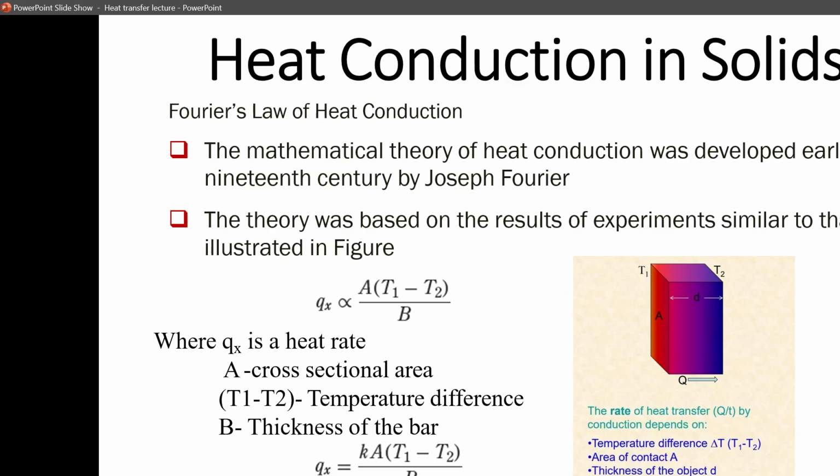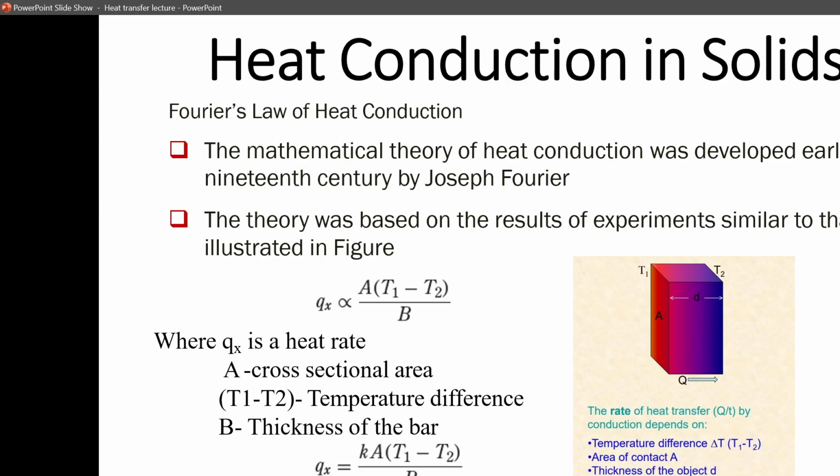We have a law called Fourier's law of heat conduction, using which we can relate the heat rate, the amount of energy being transferred between two different walls. Let's say this is one wall and the other wall. We can relate the amount of energy transfer, Q of x, to the cross-sectional area and their temperature difference divided by the distance between the two surfaces. So heat rate is related to area multiplied by the temperature difference divided by the distance between the two surfaces.